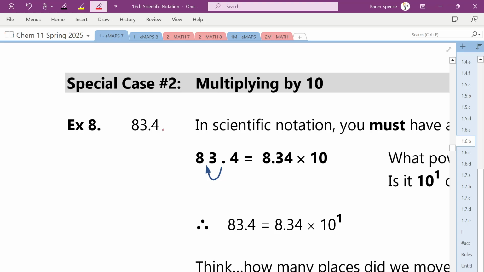We have 83.4. So if we move our decimal place by 1 position to get our single number in front of the digit, that gives us 8.34. And then that would be times 10. How many places did we move our decimal? We moved it 1 place, so you have to include that 1 there. You cannot just leave it as 10 with no exponent. You have to have the exponent. Otherwise, it is not in scientific notation.